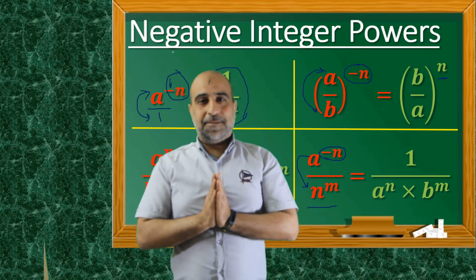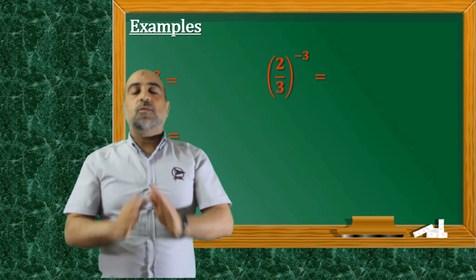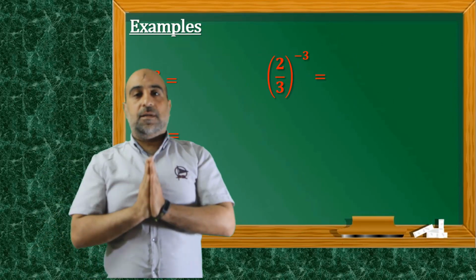Let's take some examples. These examples are on constants, which are numbers. All of them are numbers. Let's begin.